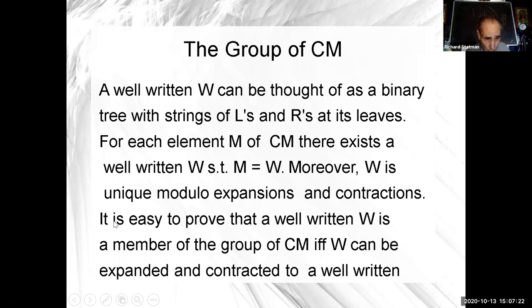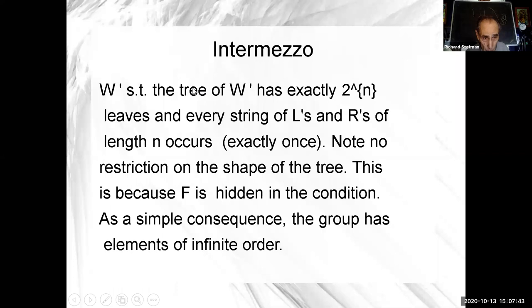Okay, now, second fact. It's easy to prove that a well-written expression W is a member of the group of the Cartesian monoid, every monoid's got a group, if and only if W can be expanded and contracted to a different well-written expression, remember, they're all equivalent, such that the new tree, W prime, has exactly 2 to the n leaves. It doesn't matter what the shape of the tree is, only that the number of leaves is 2 to the n. And every string of L's and R's of that length, n, occurs.